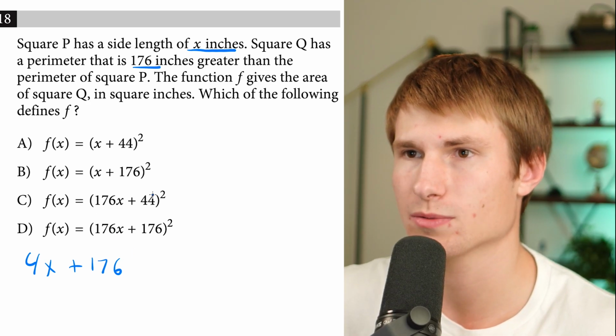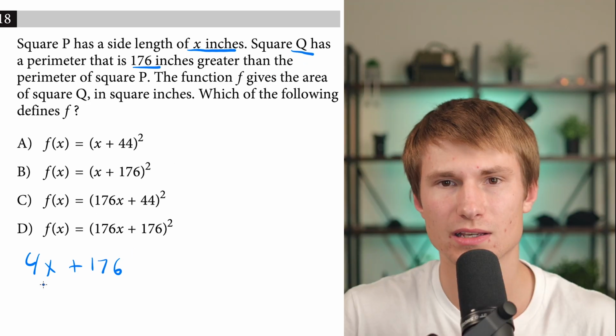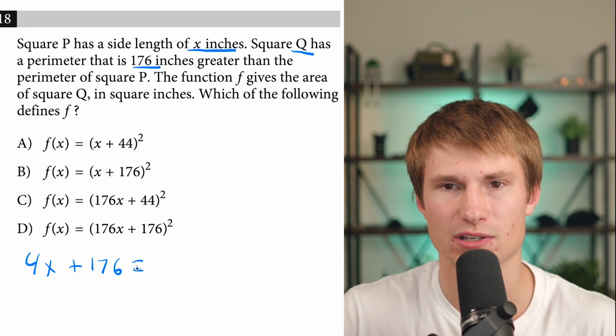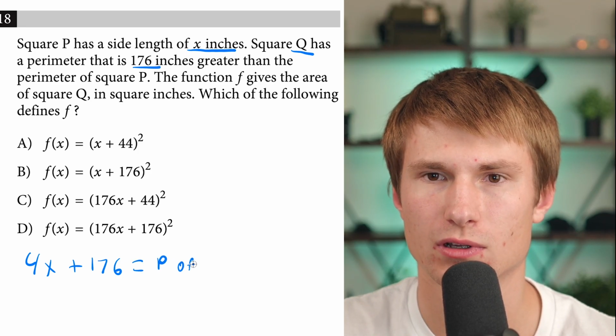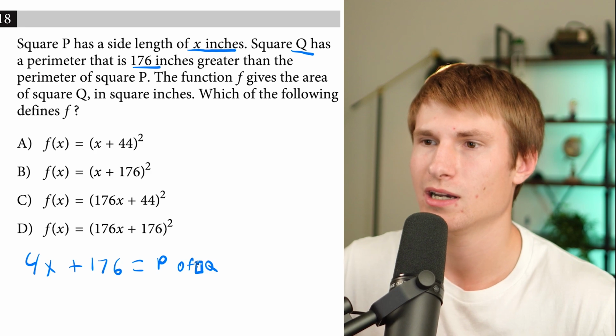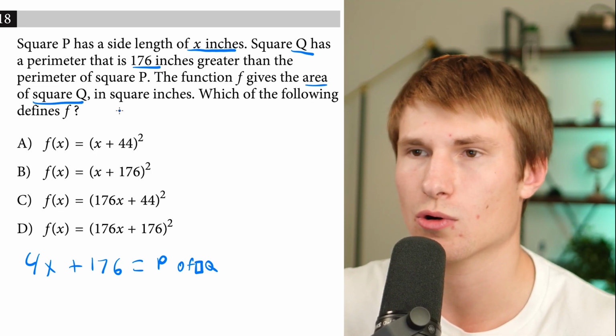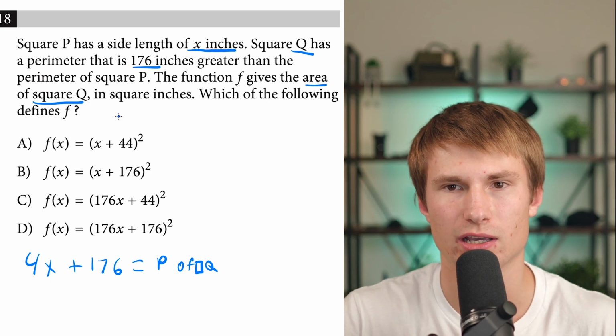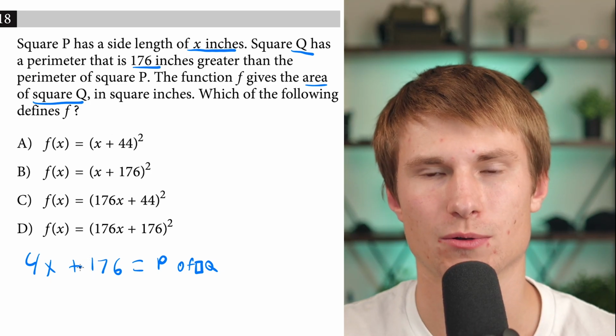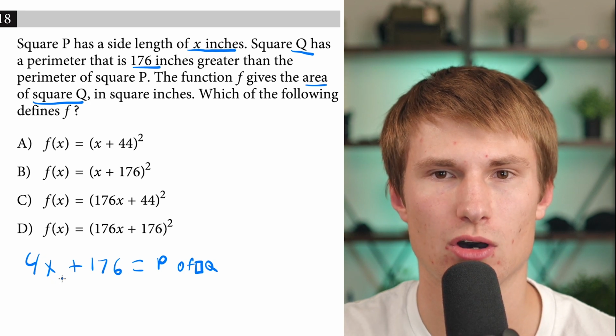Okay, well, we know that ultimately the perimeter of square Q is going to be 4x plus 176. All right, that is equal to the perimeter of square Q. Okay, now the key thing here is we need to understand what we have to solve for, and that's the area of square Q. So in order to find the area of a square, we need to know the side length. So in order to find the side length here, what we can do is we can take this perimeter and we can divide it all by 4.